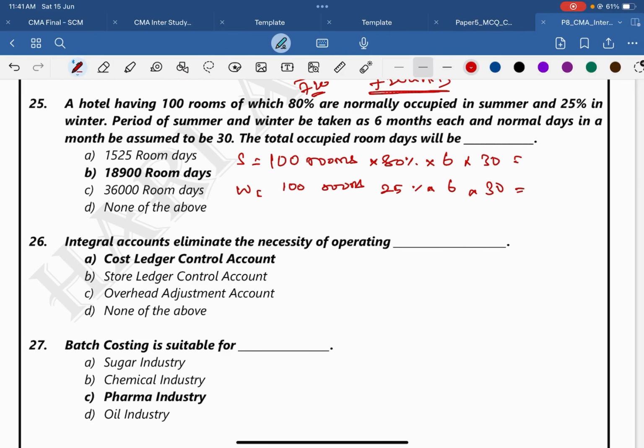Calculate, very simple. 80 into 6 into 30 will become 14,400. Then 100 into 25 will become 25, into 6 into 30, will give you 4,500. If you add, it will become 18,900. Option B is your answer.